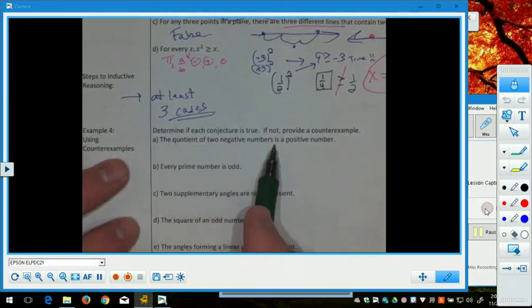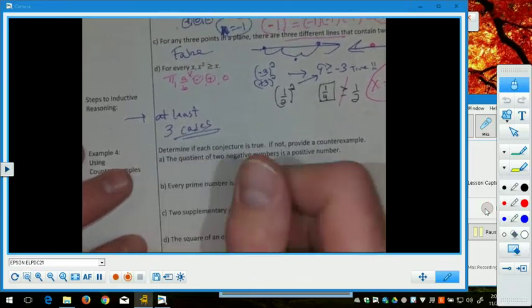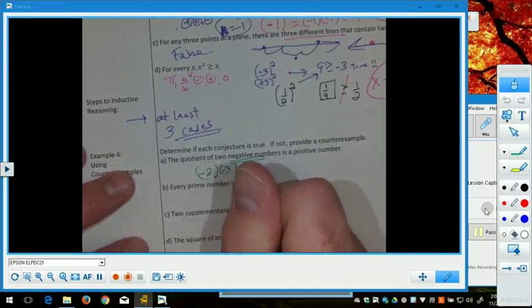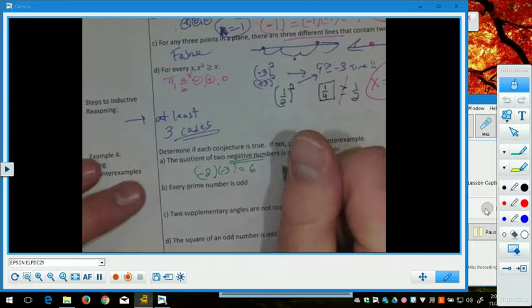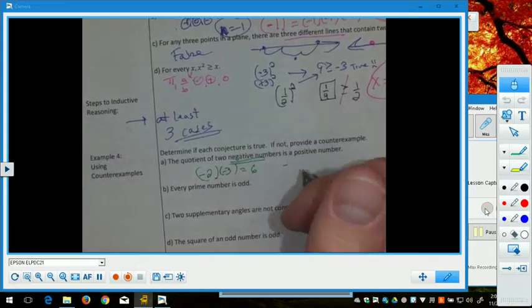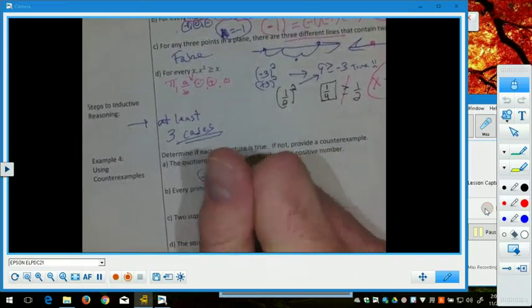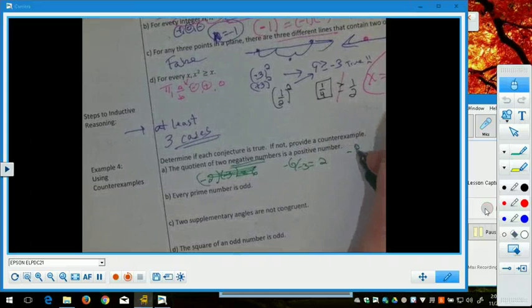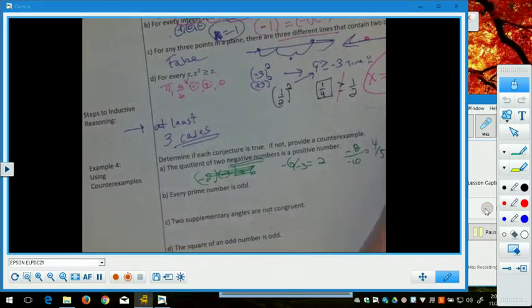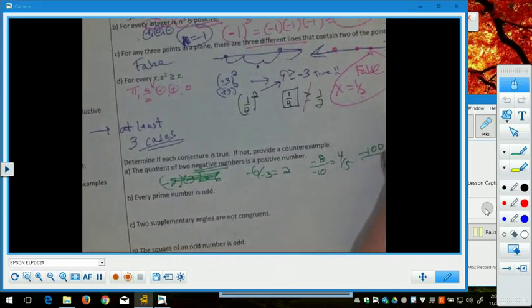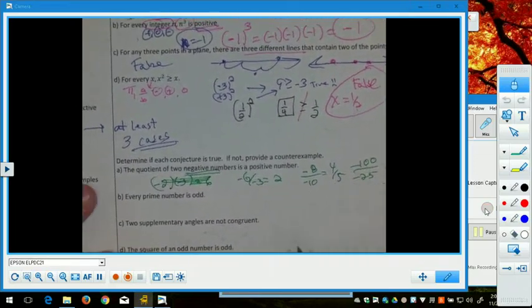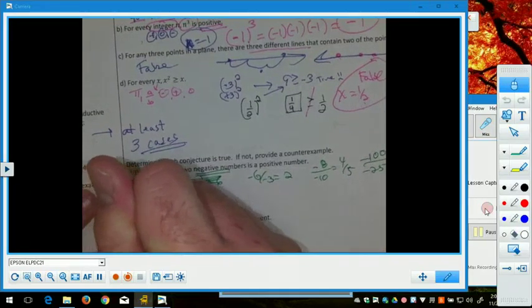The quotient of two negative numbers is always positive. Okay, so negative numbers. Let's do -2 times -3. That's +6. Okay, I'm pretty sure this is true. Most of you already knew this, right? Oh, quotient, supposed to be dividing. -6 divided by -3 is 2. -8 divided by -10 is 4/5. -100 divided by -25 is +4. They're always positive, so I believe this is true.